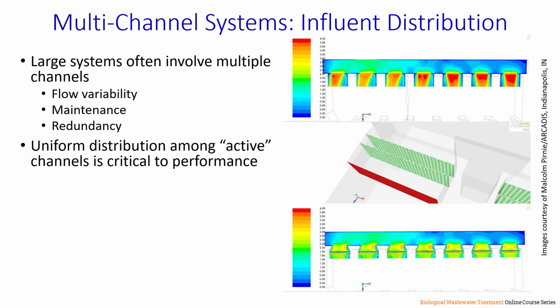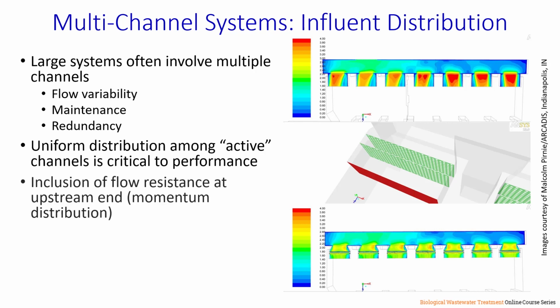One approach that's been used to accomplish this objective is to include flow resistance at the upstream end of the system, and that's illustrated in the images at the right. In the upper right, we see a set of 7 channels that are receiving flow from a manifold that distributes water to those 7 channels. By looking at the colored image that results from this computational fluid dynamics analysis, we can plainly see that the distribution of flow among these 7 channels is non-uniform.